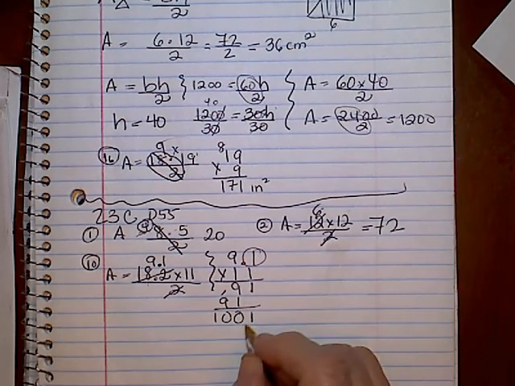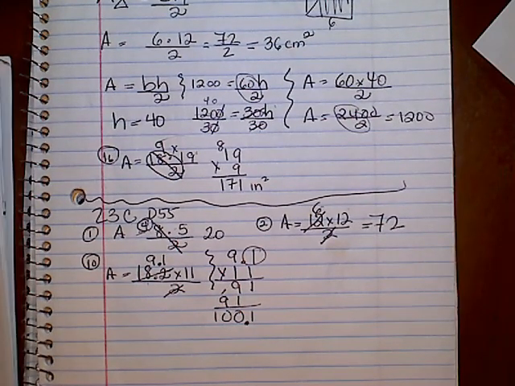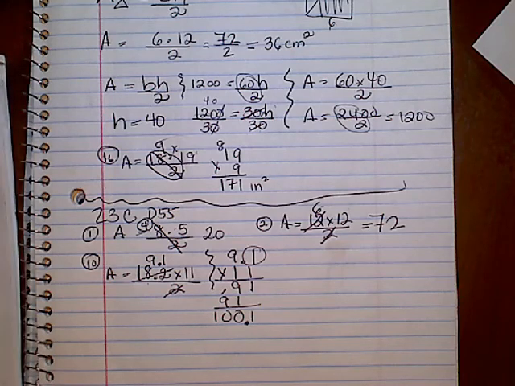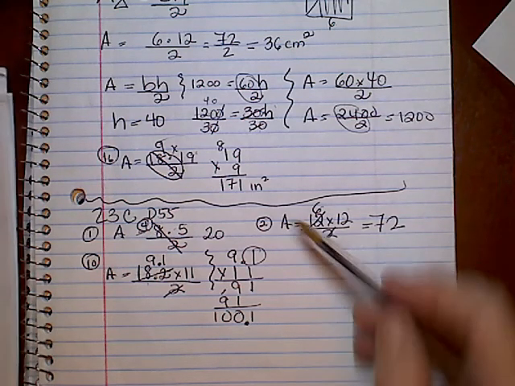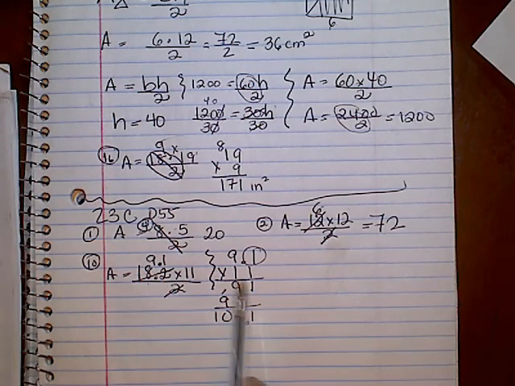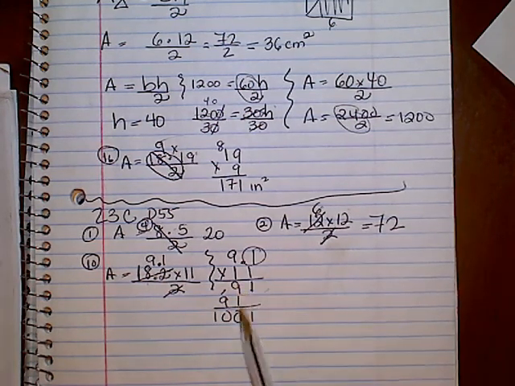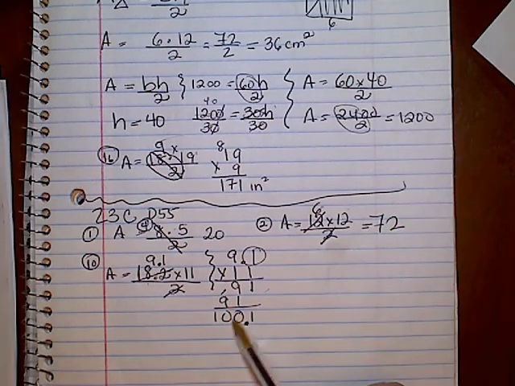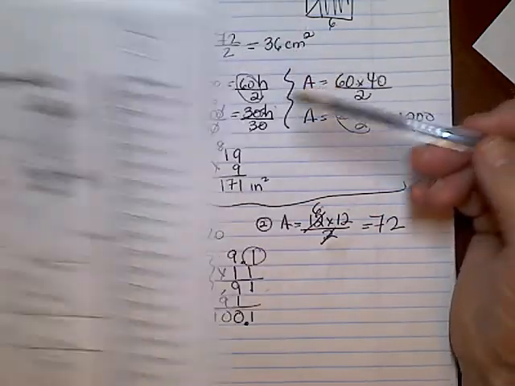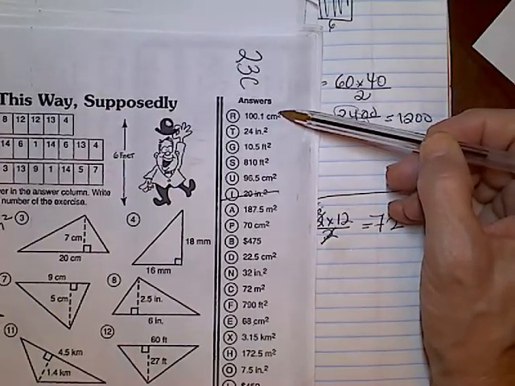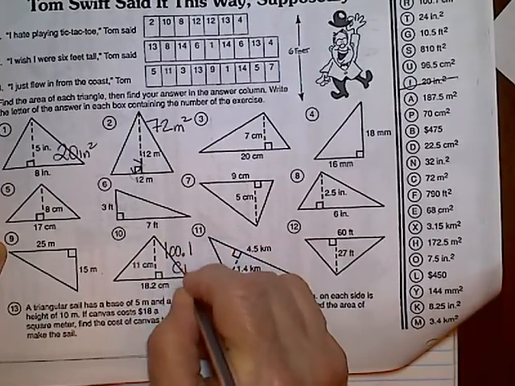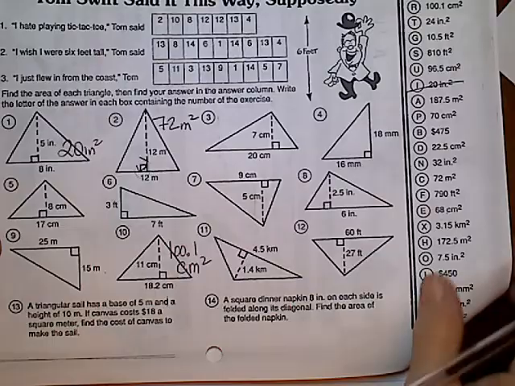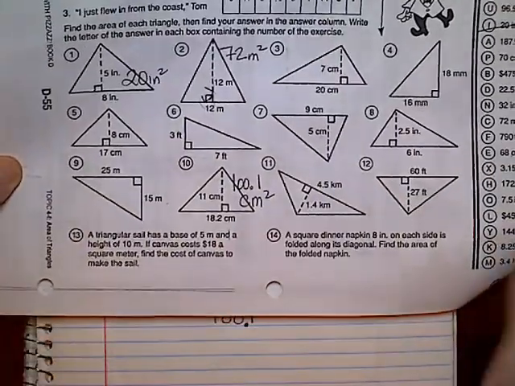And move your decimal in one place. Looks like 110.1, and I don't see that answer. 9.1 times 11, 91, 91, 1, 10, carry that. That looks like a 10. Oh, it's right here. There it is. All right, so that is 100.1 square units. Then let's go to the word problems.